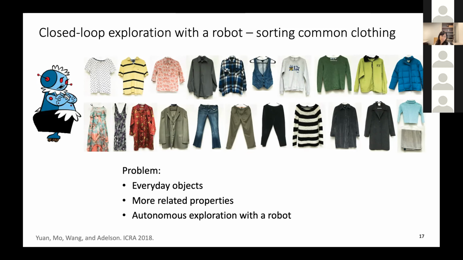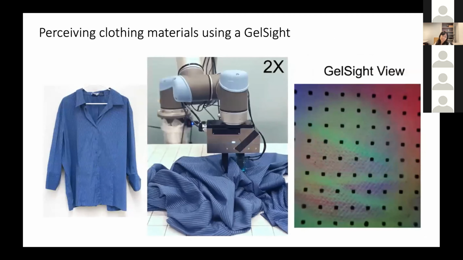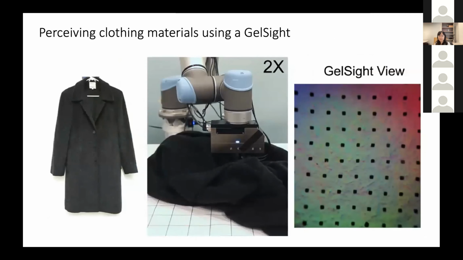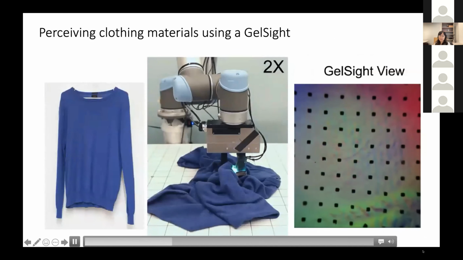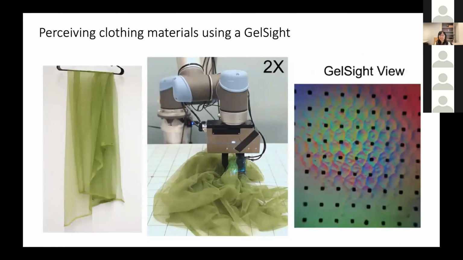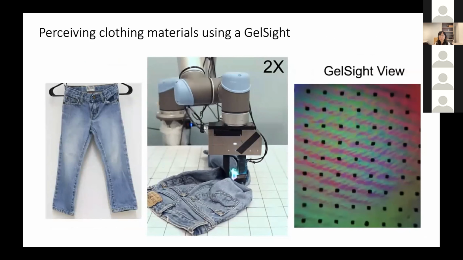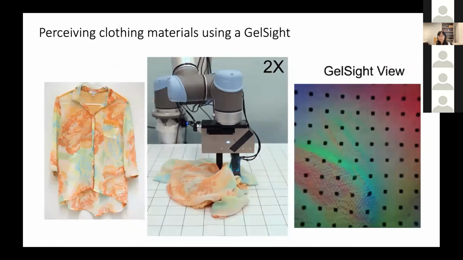And we also want the robot to do the exploration automatically. But the good thing is that the tactile information is also pretty significant when the robot touches different clothes with the GelSight sensor. Here are examples of the robot squeezing different kinds of materials, and what we can see from the GelSight view. As the contact goes, firstly, the texture is pretty significant.